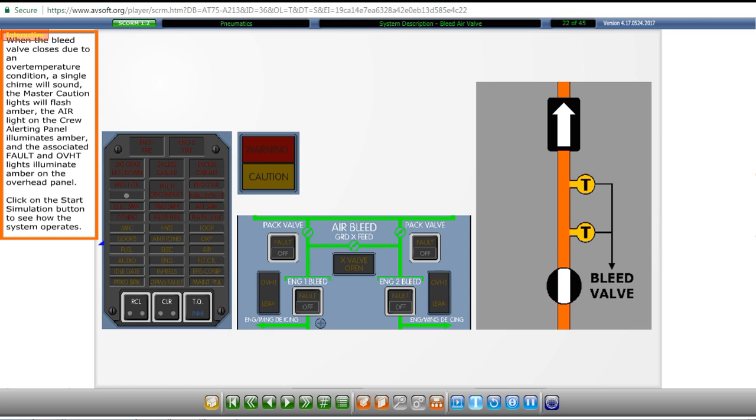When the bleed valve closes due to an overtemperature condition, a single chime will sound, the master caution lights will flash amber, the air light on the crew alerting panel illuminates amber, and the associated fault and overheat lights illuminate amber on the overhead panel. Click on the Start Simulation button to see how the system operates.